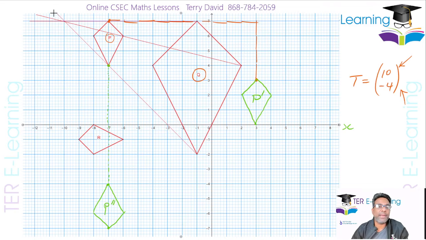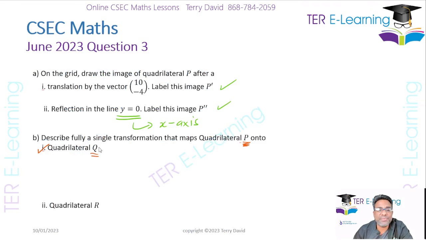And if you notice something here, you realize, wait a minute, they're all passing through this particular point here. This point here corresponds to minus 10, 7. So we need to locate the center of enlargement, because it said describe fully a single transformation that maps quadrilateral P to quadrilateral Q. So we're going to say an enlargement of scale factor, because when we enlarge something, we need to know what the scale factor is. Scale factor. Now look at the diagram here.